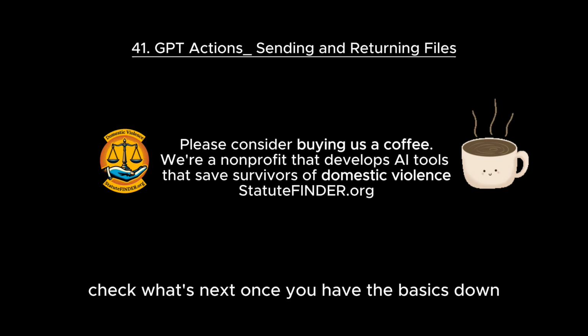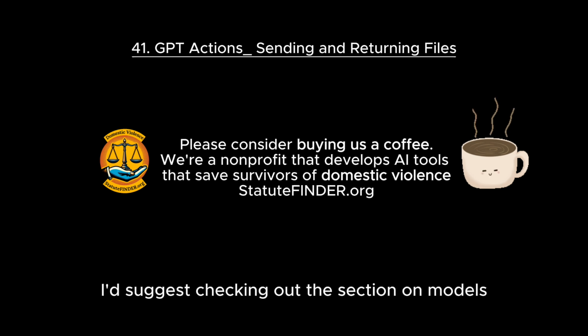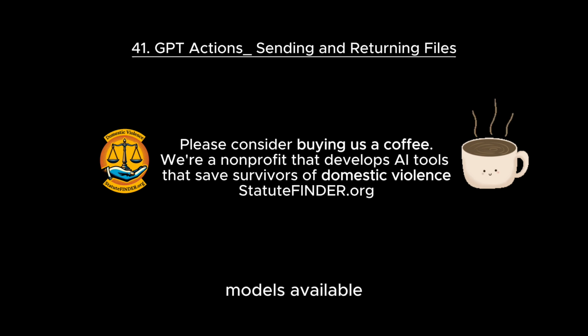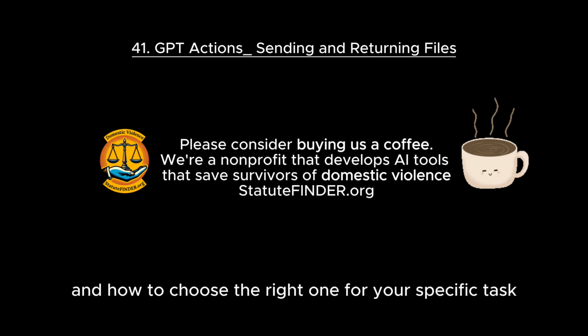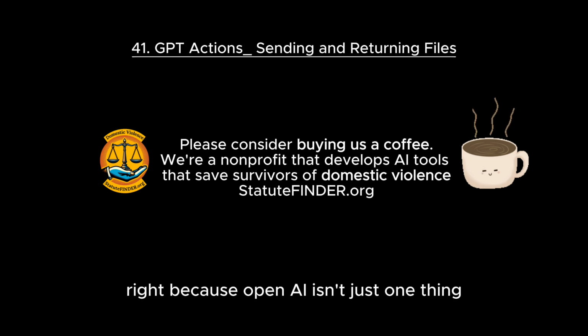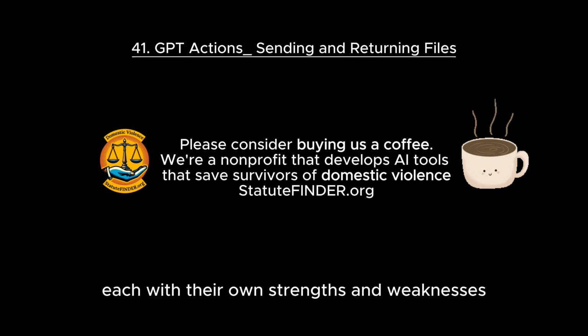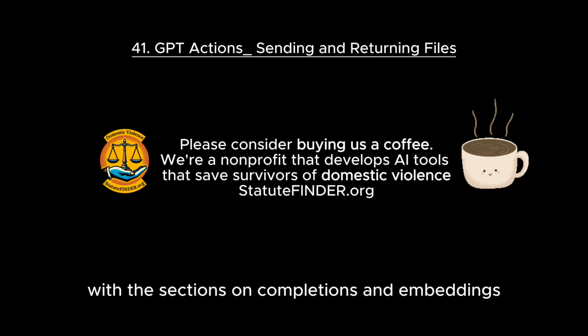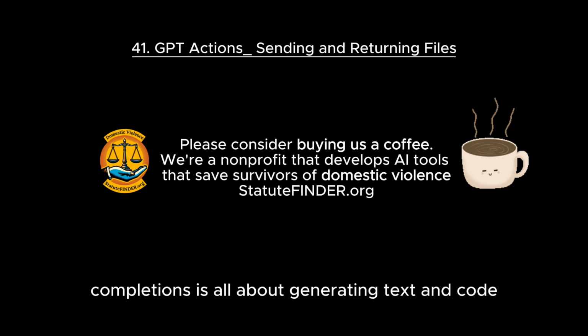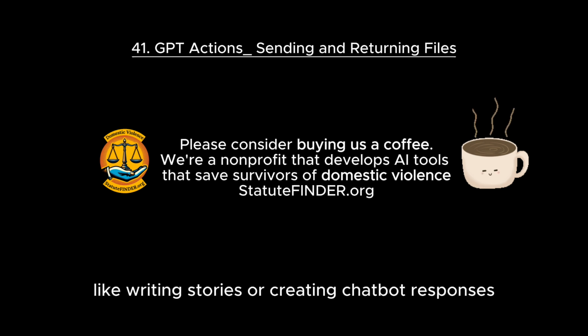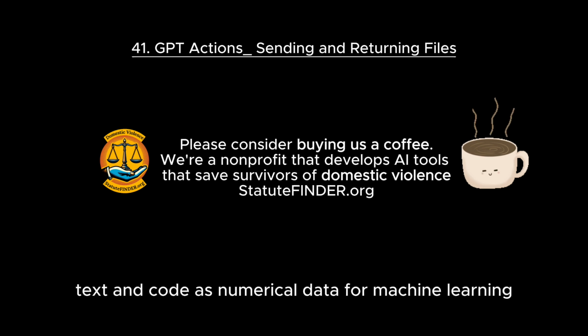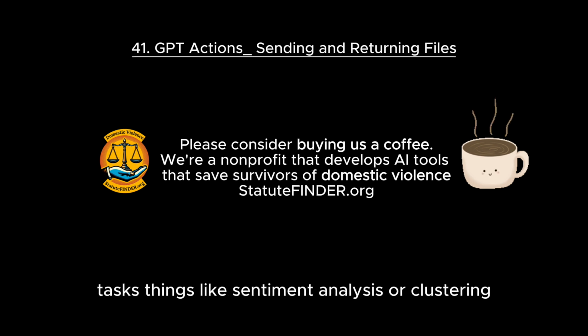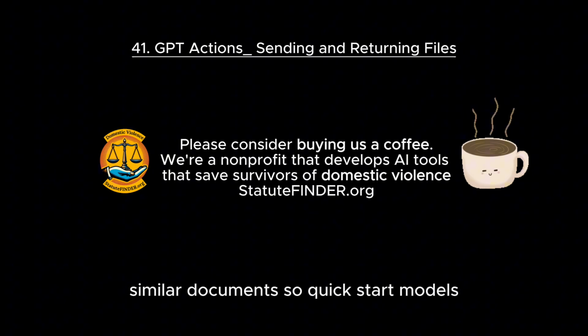Once you have the basics down, I'd suggest checking out the section on models. This is where you'll learn about the different types of AI models available and how to choose the right one for your specific task. Right, because OpenAI isn't just one thing. It's like a whole family of models, each with their own strengths and weaknesses. Exactly, and then you'll definitely want to spend some time with the sections on completions and embeddings. Completions is all about generating text and code, like writing stories or creating chatbot responses, and embeddings is about representing text and code as numerical data for machine learning tasks, things like sentiment analysis or clustering similar documents. So quick start, models, completions, embeddings.